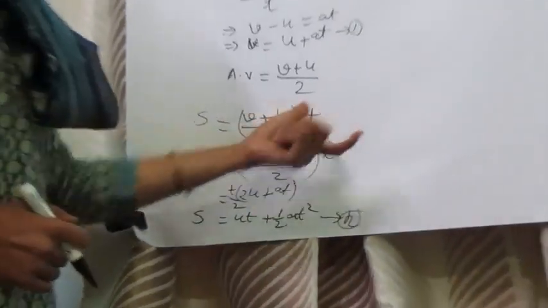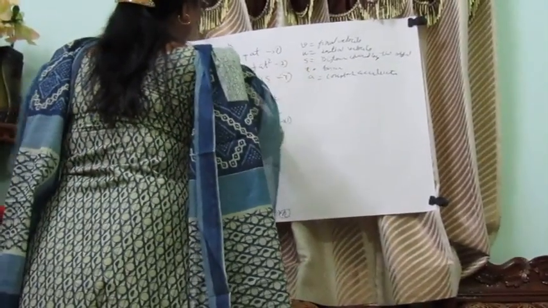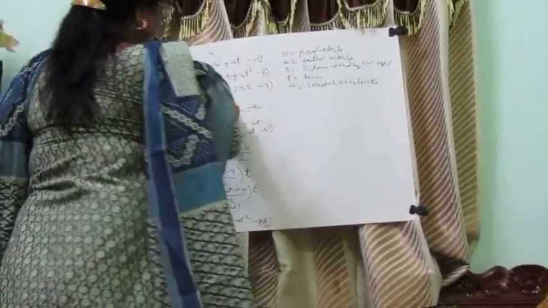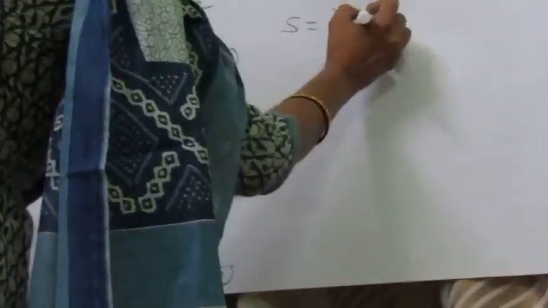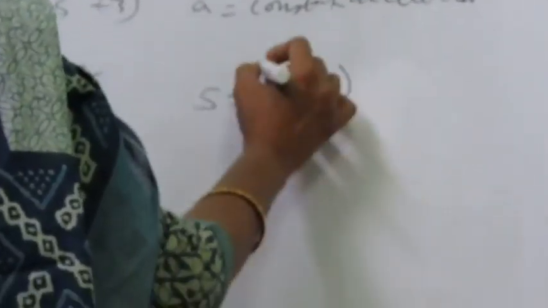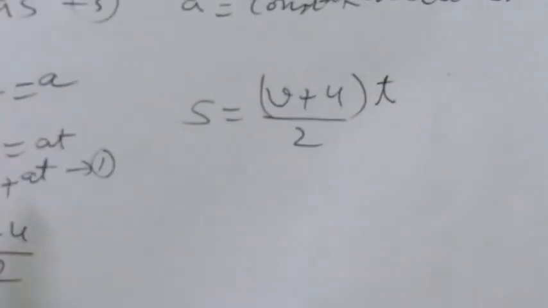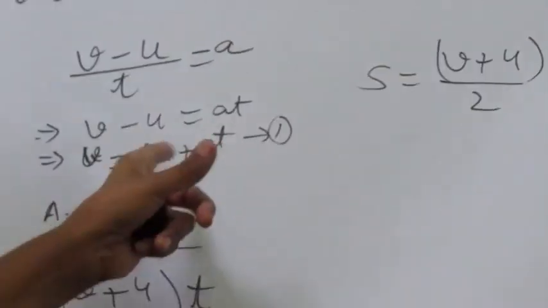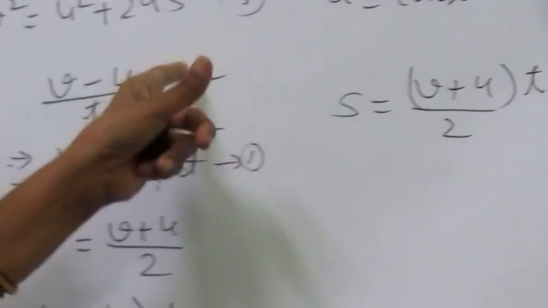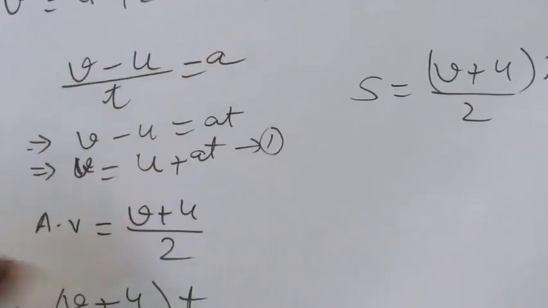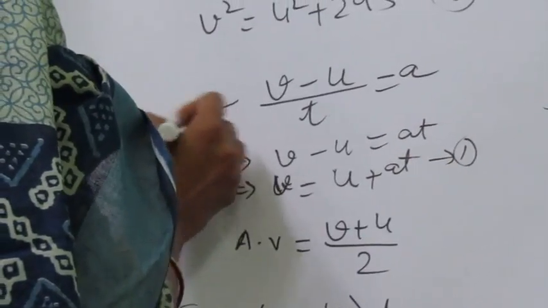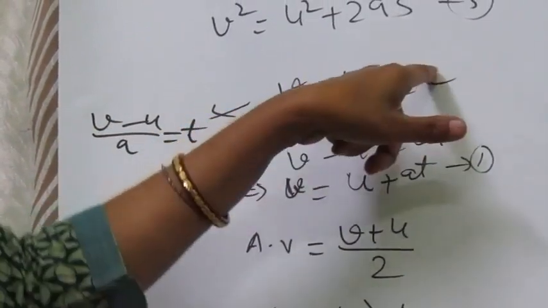Clear? Now again I am doing from here. Again I started for the equation v square equals u square plus 2as. Now see, again I am writing s equals v plus u by 2 into t. Clear? Now from equation 1 I can write what? v minus u by t equals a. Now I can also write v minus u by a equals t. Just a put here, t put here. Clear? Then v minus u by a equals t.